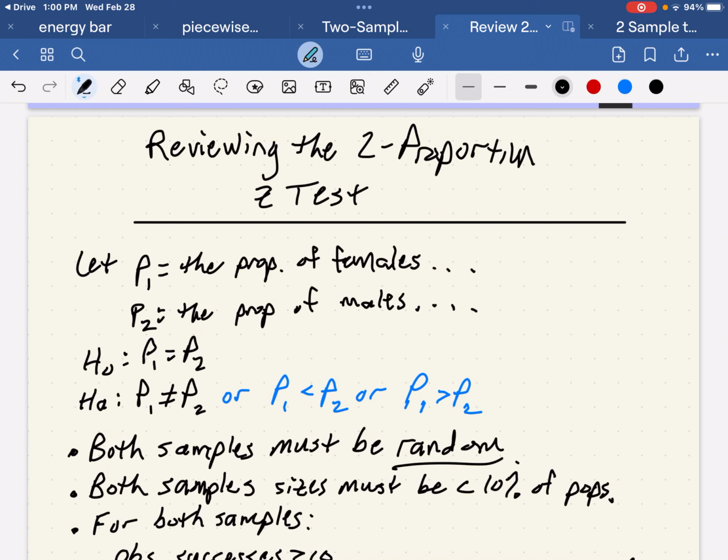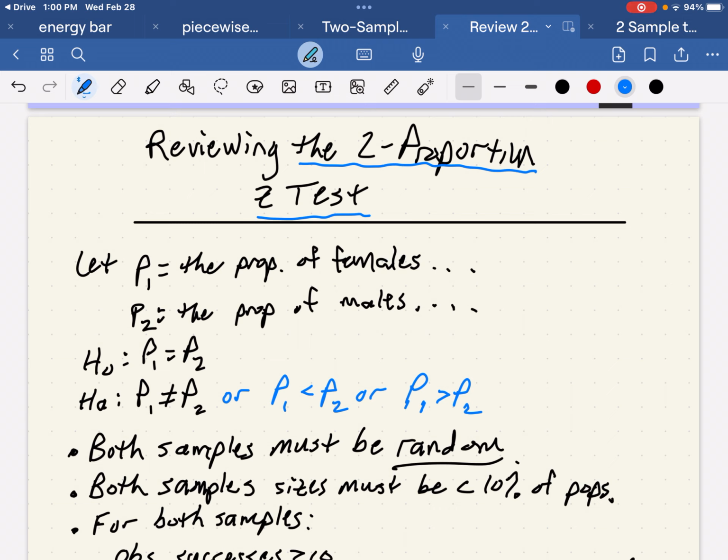All right, AP Statistics students. So we're getting ready to start the two sample t-test. But before we do that, it would be a really good idea to just review the process for the two proportion z-test, which was on the previous test. Because, of course, the two sample t-test is just completely analogous to the two proportion z-test.